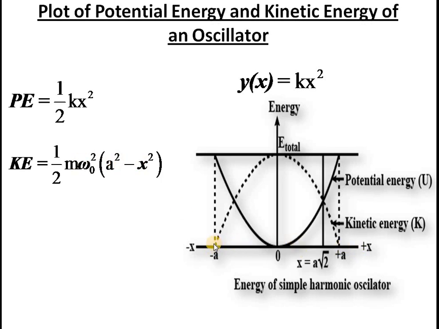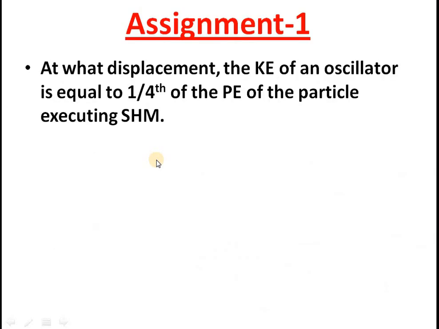That means at the extreme point, the harmonic oscillator stops. The harmonic oscillator stops at the extreme point, so it doesn't possess any kinetic energy. That is why the kinetic energy is 0 at both extreme points. So this way you can plot both the kinetic energy and potential energy on an energy curve. Okay, and you can see the middle point here. At the middle point, both kinetic energy and potential energy will be equal. At what point the kinetic energy will become equal to the potential energy is given as an assignment for you to find out. Okay, that we will find out very shortly.